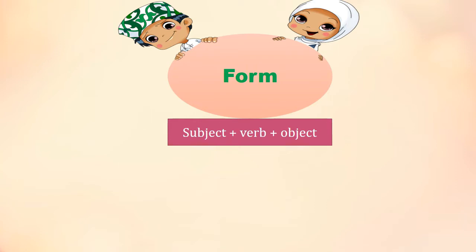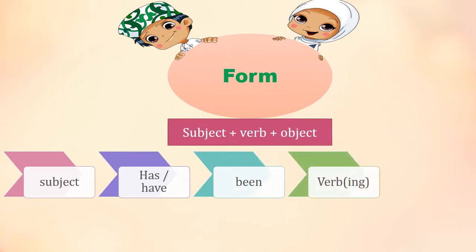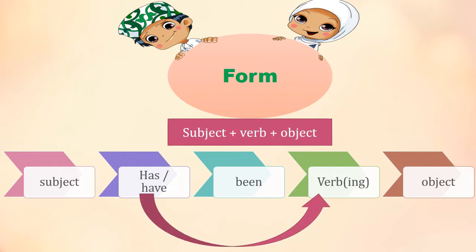Form. You know that the sentence forms subject, verb, and object. Yes, here, what's the shape of the verb in the present perfect continuous tense? Subject, the verb has or have been, verb with ing, and object. So the verb is has or have plus been plus verb with ing.